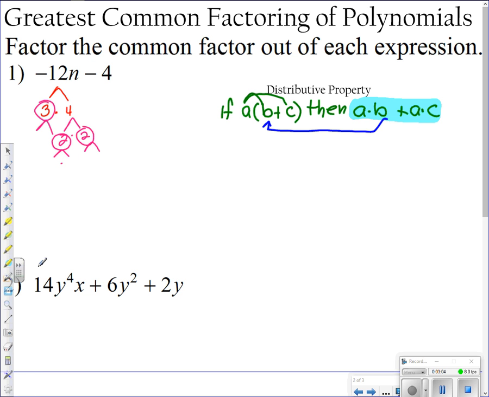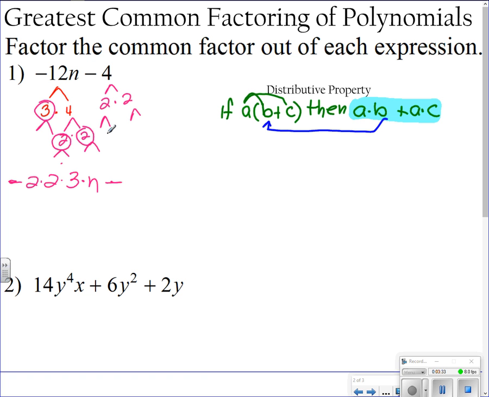So instead of writing negative 12, I'm going to write negative and the numbers that I got. Put these numbers in order: 2 multiplied by 2 multiplied by 3. Those are the prime numbers. And multiply by n minus, and factors of 4 will be 2 multiplied by 2. Factors of 2, cannot use 1 or 2, cannot do it. So those will be prime. So instead of 4, I'm going to write 2 multiplied by 2.